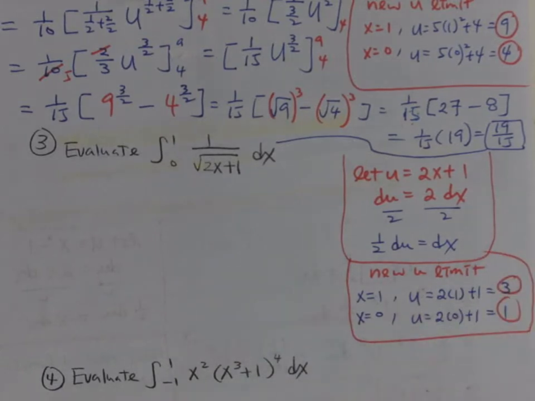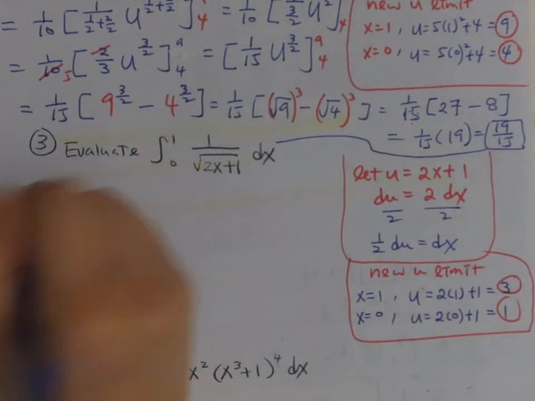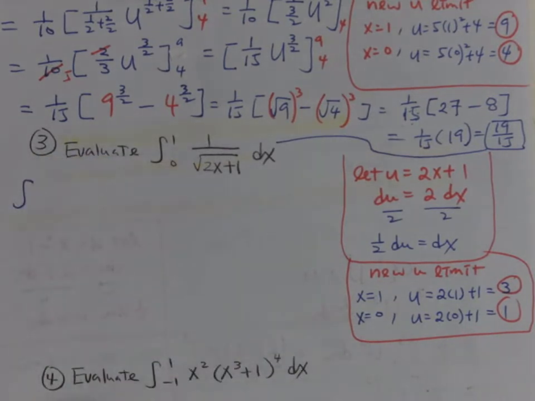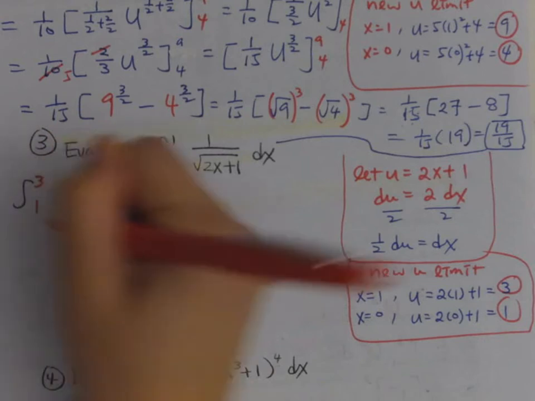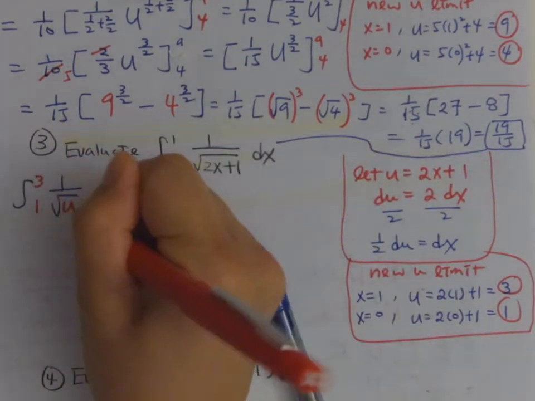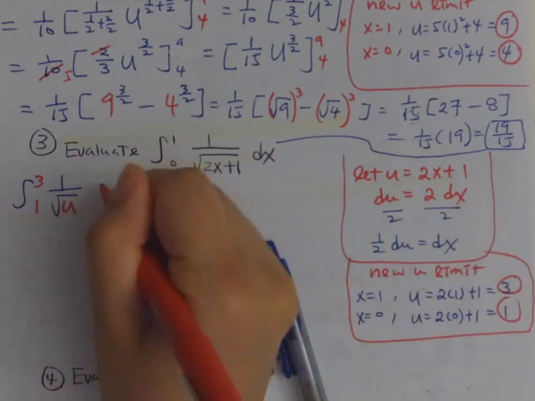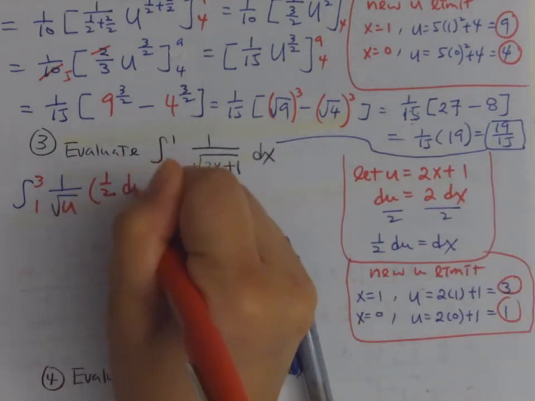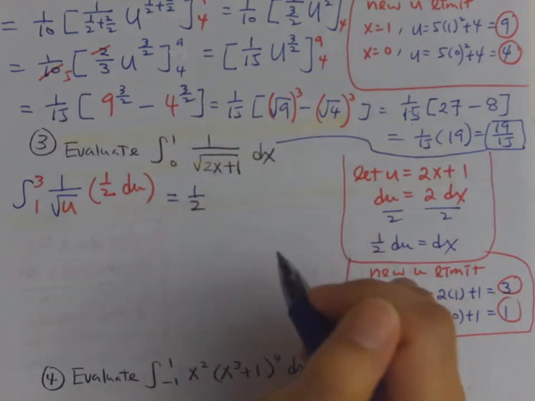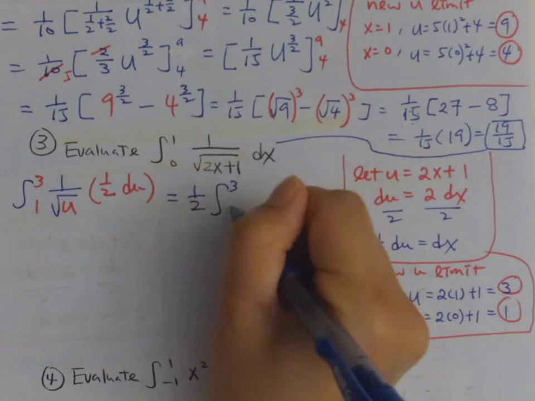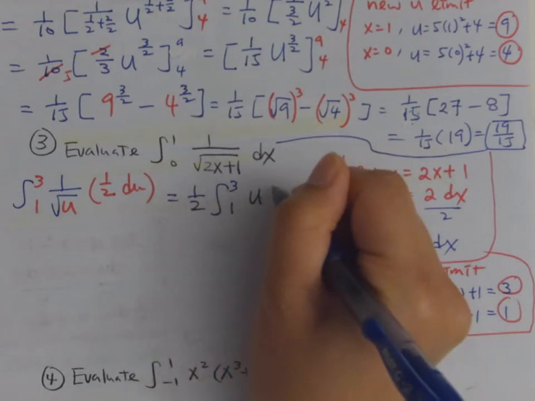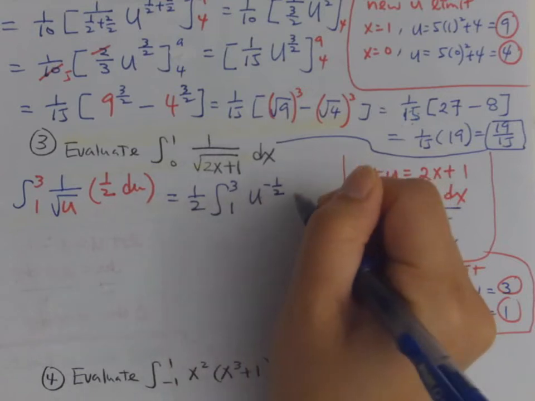Okay, so let's start doing the integral. If I want to, I can go ahead and plug it in. Like this is 3 and 1. I have 1 over square root of u. My dx should be 1/2 du, right? Okay, and then I can clean it up after that. I can pull out the coefficients, and then this means u raised to negative 1/2 power, right? du.